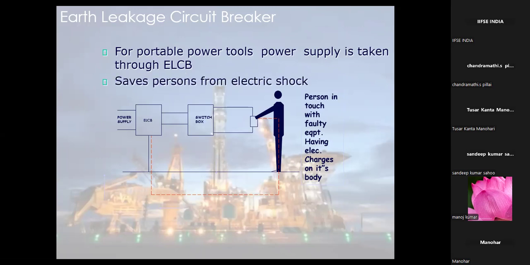We are using both RCCB and ELCB in the panel. Which one? That depends upon the company. But if we use both, either one will work, not both.